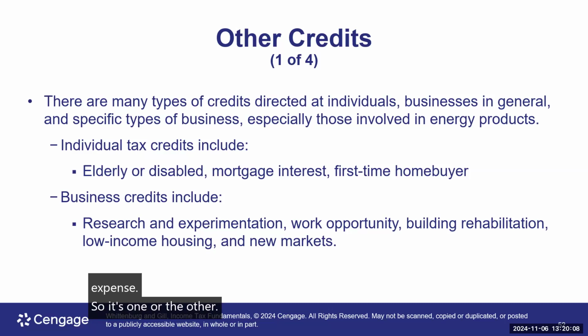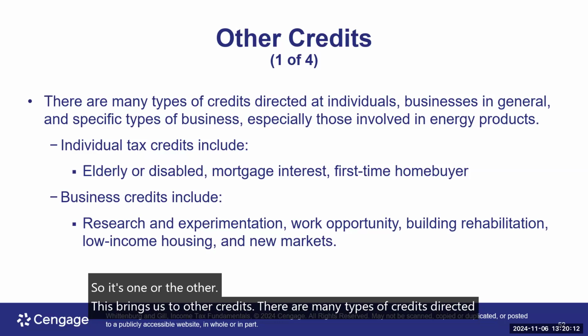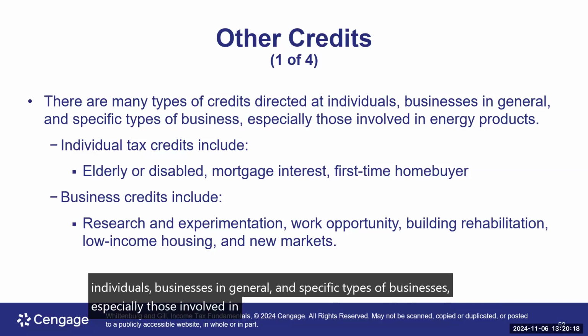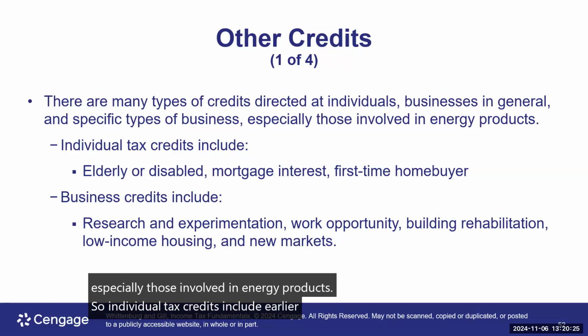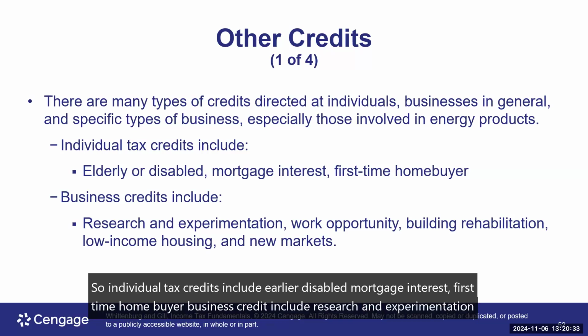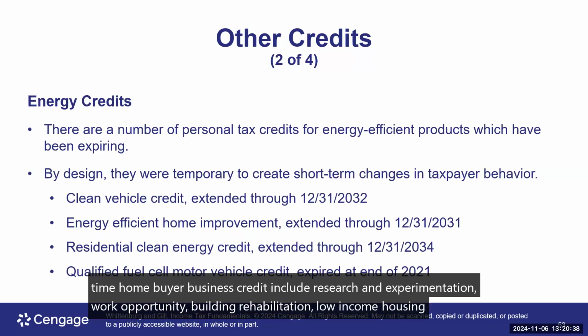This brings us to other credits. There are many types of credits directed at individuals, businesses in general, and specific types of businesses, especially those involved in energy products. So individual tax credits include elderly or disabled, mortgage interest, and first-time home buyer. Business credits include research and experimentation, work opportunity, building rehabilitation, low-income housing, and new markets.